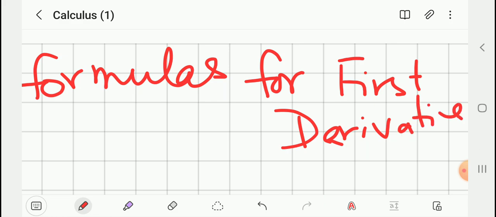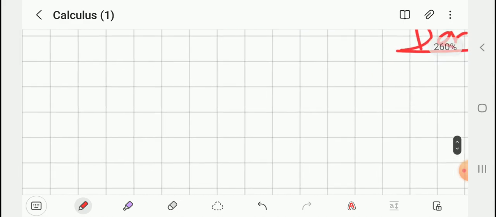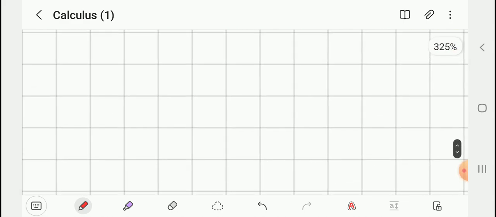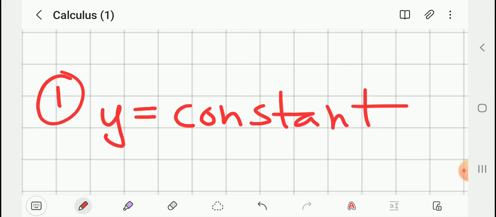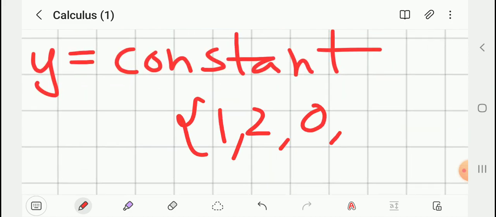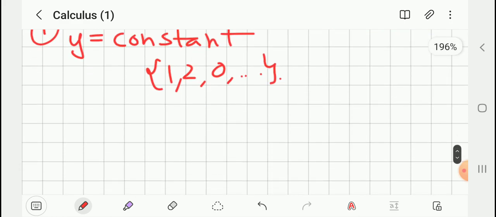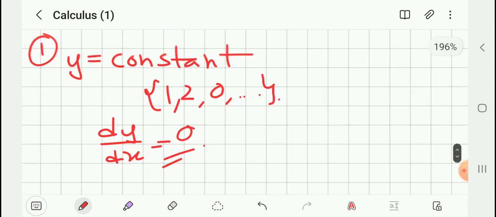Here, by the word first derivative, I try to mean first differentiation. Here we have some formulas which we have to learn by heart. First one is, if y is a constant. So y can be any number, like 1, 0, -1, anything. So we can say dy by dx is 0 if y is a constant.